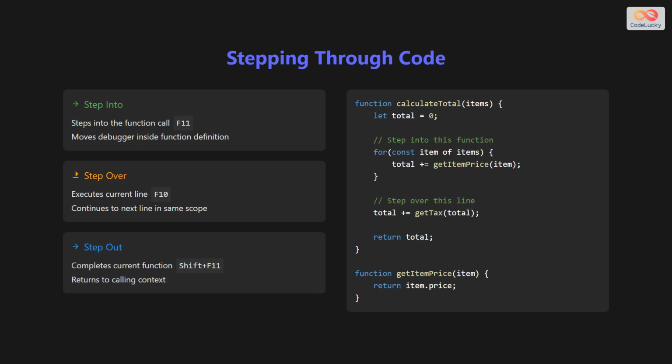The code here shows the use of these methods. There is a function named calculateTotal which takes items as the argument and calls another function getItemPrice and getTax inside it.